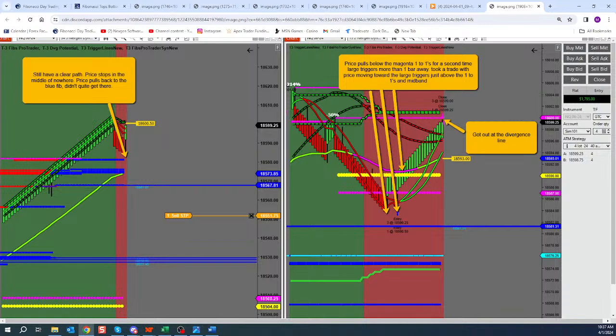Oh, Cav, you still have a clear path. You're fighting immediate momentum. Price stops in the middle of nowhere, pulls back to the blue fib. Didn't quite get there. You know what, Cav? At least you're getting in on the correct side of the triggers now. So I like that. I like that you're at least being patient to get on the correct side of the smalls. But once again, your expectation is support, man. If it doesn't get there, you're fighting the immediate momentum.